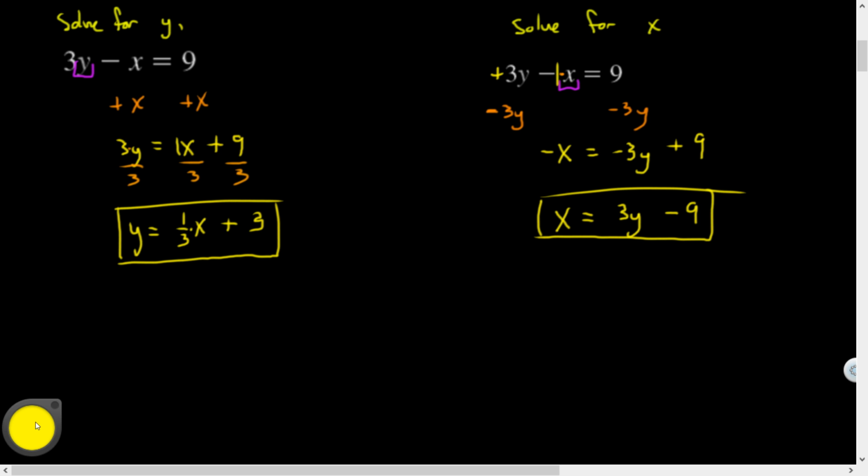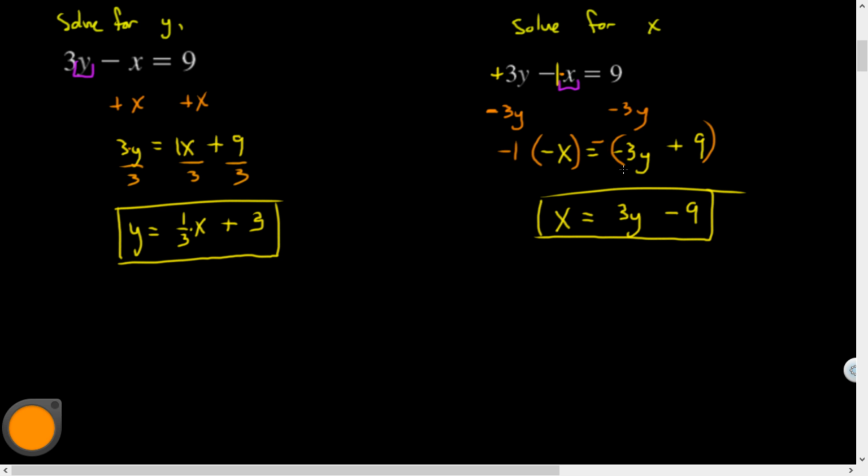If you want to justify that a little bit differently, you could view this as multiply this side by -1 and multiply this side by negative. And negative times a negative is positive. Negative times a negative is positive. Negative times a positive is negative. Whichever way you want to justify that is fine.